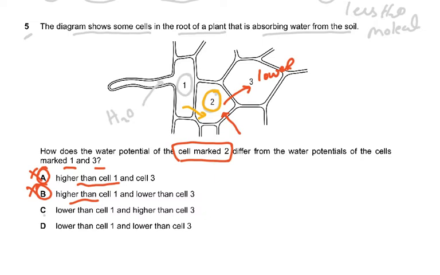But higher than cell 3. Why does it have to be higher than cell 3? Because then water is going to move from cell 2 to cell 3. So that is why the answer is C. D is wrong because it says lower than cell 1 and lower than cell 3. The normal route is that the root hair cell 1 absorbs water, then it will go into 2, and then from 2 it will go into 3. So that is why it has to be lower than cell 1 and higher than cell 3.